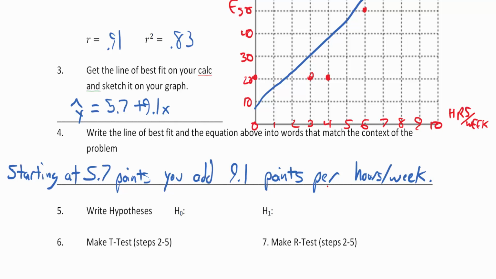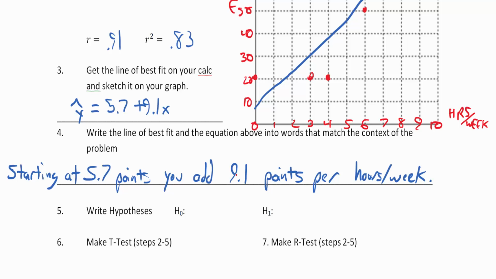So that is translating your line of best fit into a sentence that anyone can understand. Basically, by doing nothing, you get 5.7 points in the class according to our trend line, and we add about 9.1 points to your grade for every hour of math homework you do per week. So if you want to get an A, you're going to have to put in roughly 9 to 10 hours.